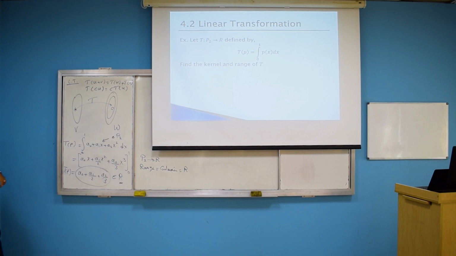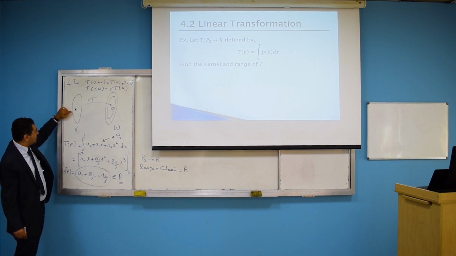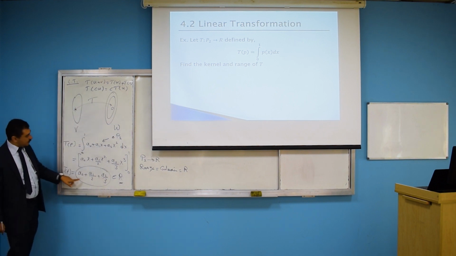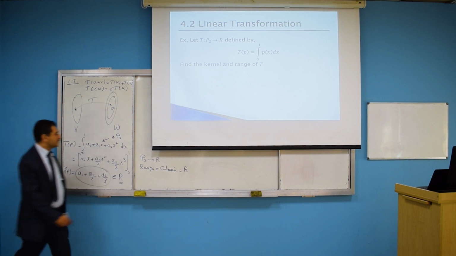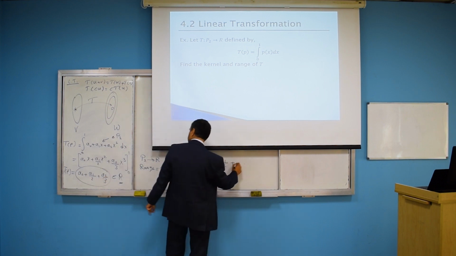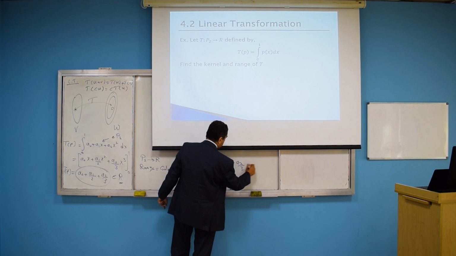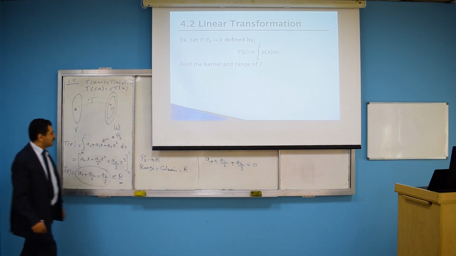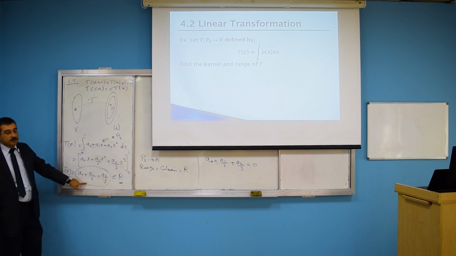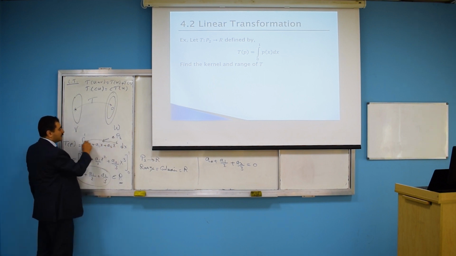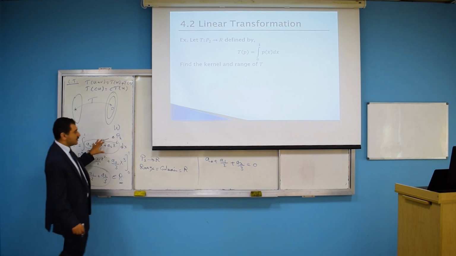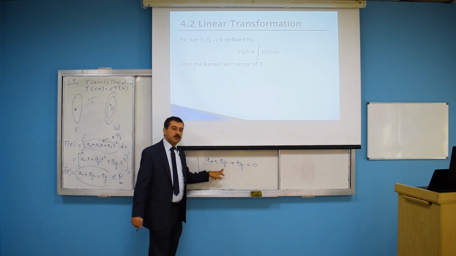For the kernel, we said that we try to find the vectors that are mapped to 0. So for the vectors that are mapped to 0, you put this equal to 0: a0 plus a1 over 2 plus a2 over 3 equals 0. And I want to find what is the original polynomial that would be mapped to 0. So the polynomial is written in this form, which is the form of the polynomial in the kernel that satisfies this condition.